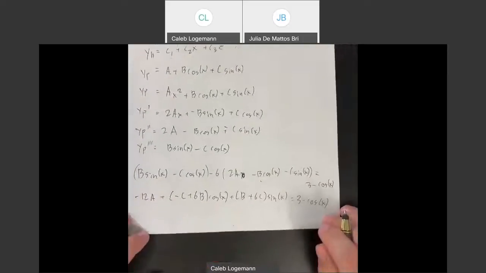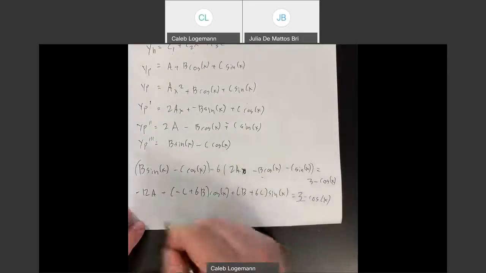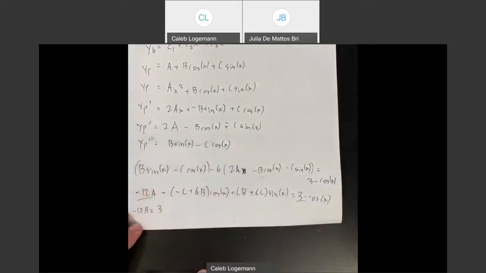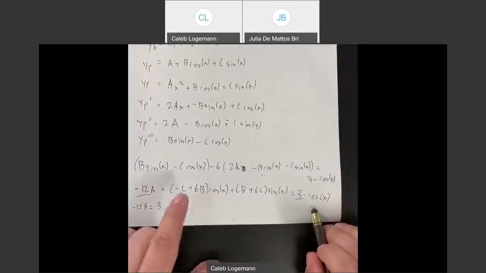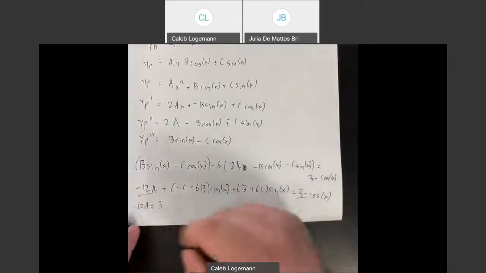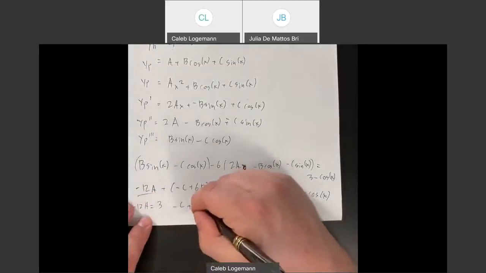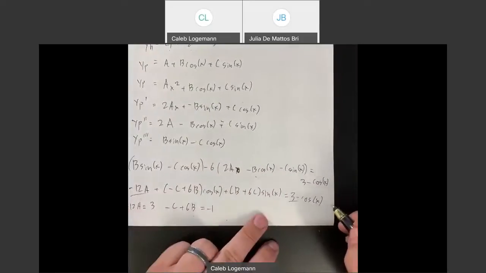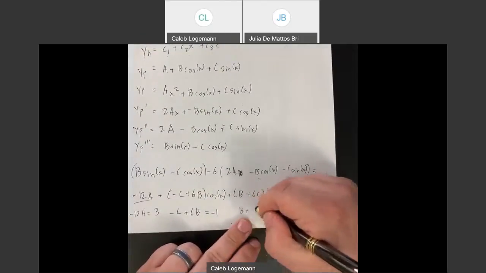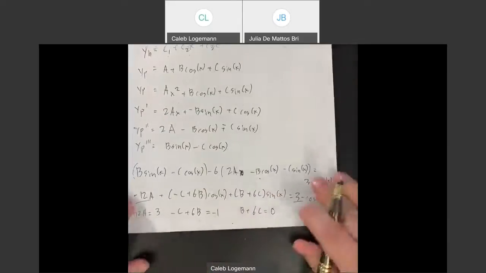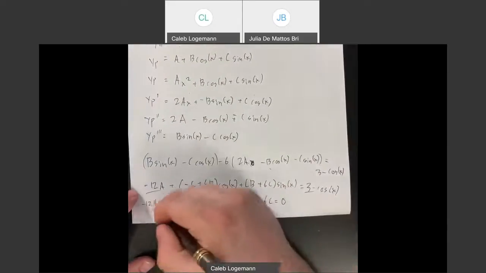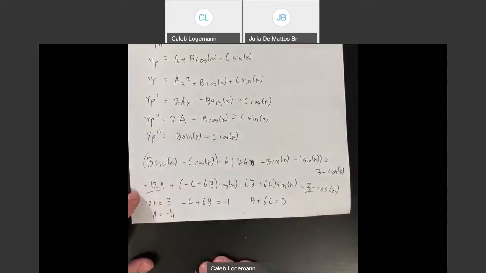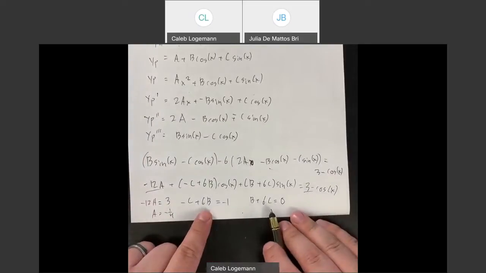All right, and the last step is to match up our terms. The constant term should match our constant term. We have minus 12a equals 3. Our cosine needs to equal our cosine term, so we have minus c plus 6b should equal minus 1. And then we have no sine term, so b plus 6c should equal 0. All right, so for a, divide that through, minus a quarter. And then we've got these two equations here.